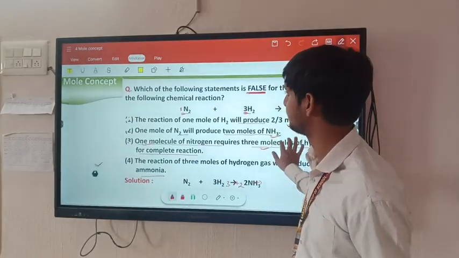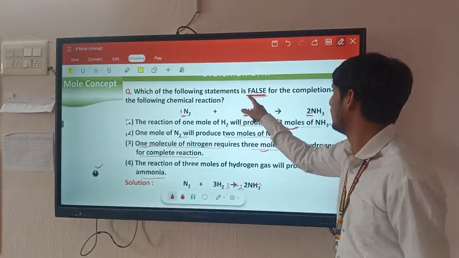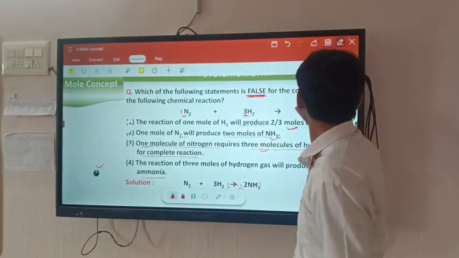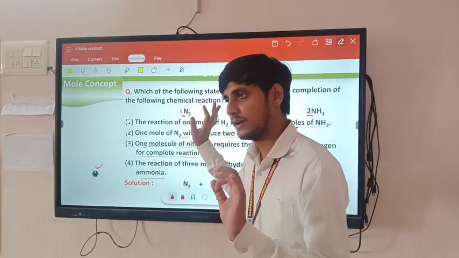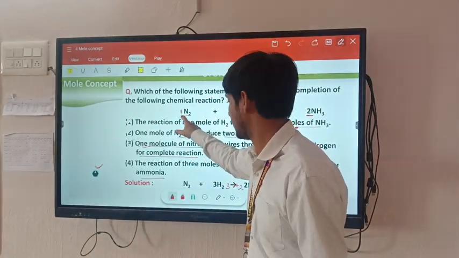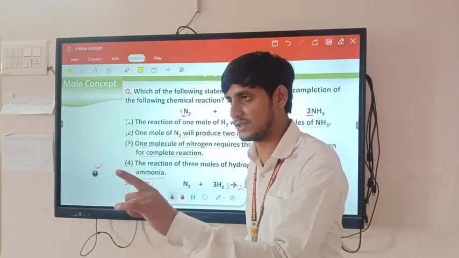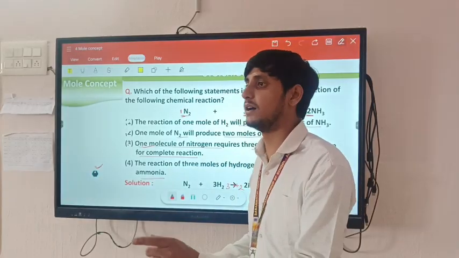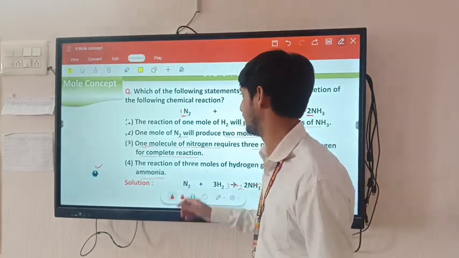Give the answer. Which of the following statements is false? First, mark the false one. For the completion of the following chemical reactions, simply read the reactions. Now, if they do not give a balanced chemical equation, first step, what will you do? First step, balance the chemical equation, in the unitary method.